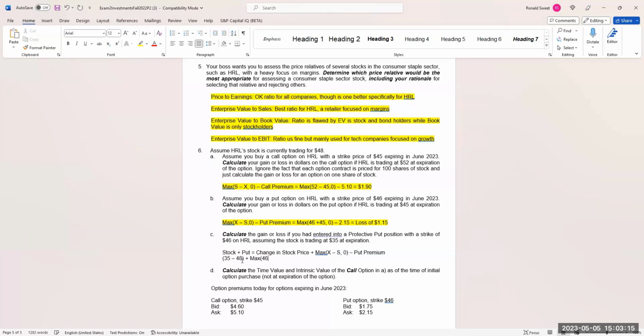46 minus 35, so we're up $11 there. But we had to pay $2.15 to get it. So we lost $13 on the stock. We made $11 on the put. That's because our put was only $2 out of the money. So we lost $2. The put, we could have lost 13. We only lost 2 because the put protected us, but we paid $2.15 for the put. So we ended up with a loss of $4.15.